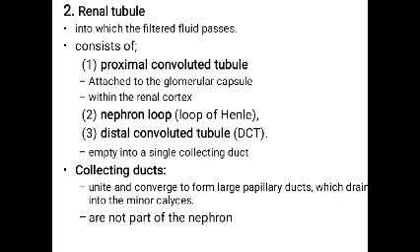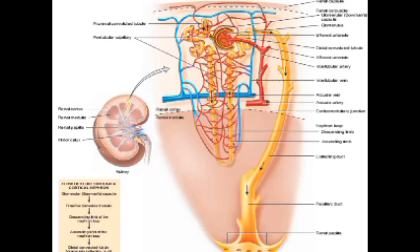Second, the nephron loop of Henle. Third, the distal convoluted tubule (DCT), which empties into a single collecting duct. Collecting ducts unite and converge to form large papillary ducts, which drain into the minor calyces and are not part of the nephron. Look at the diagram, it looks like this.